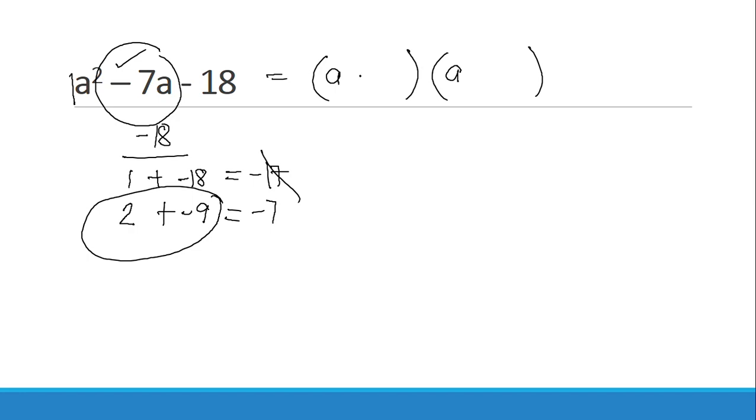So we have here a, and that's positive 2. So that means to say we have a plus and a 2. And then we have another a. Since this is negative, we will have a minus in there and a 9. So there you go with your factors of a squared minus 7a minus 18.